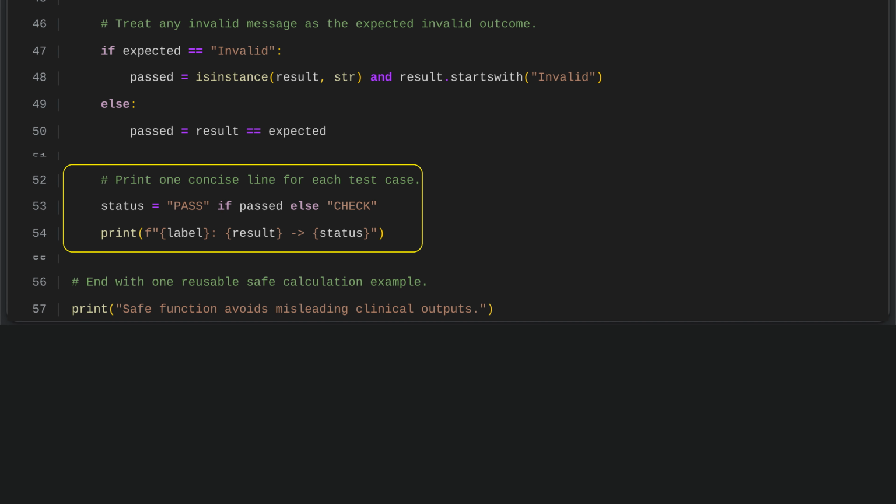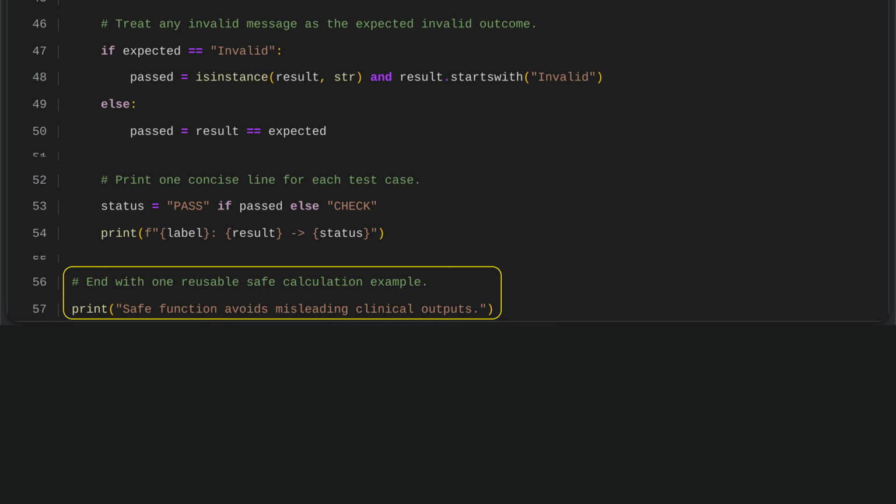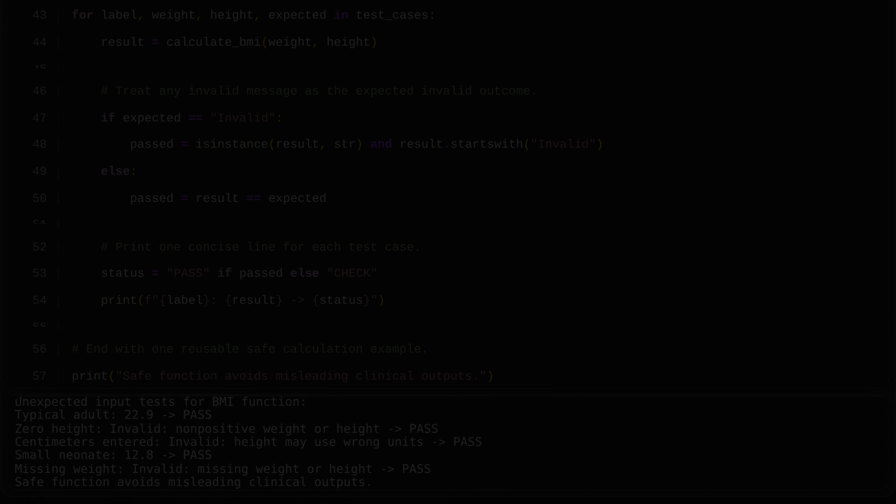The code prints one short summary line for each test case. It labels the result as pass if the test succeeded, or check if it needs review, then includes the test label and BMI calculation result. This gives a quick overview of whether each case behaved as expected. The code ends by printing a reassuring console message. It emphasizes that the function handles unexpected input safely, helping prevent misleading clinical results and supporting reliability in clinical use.